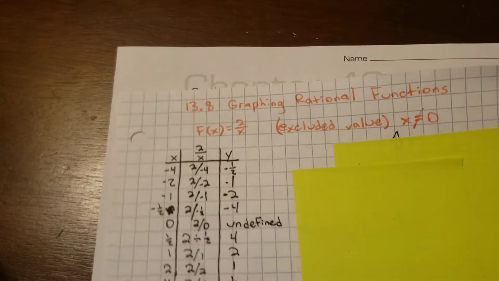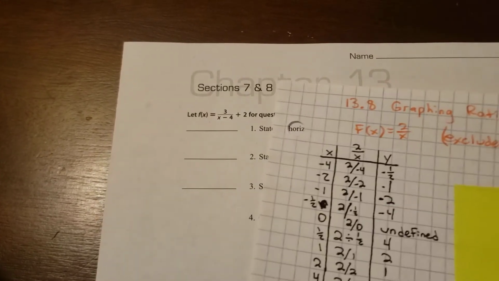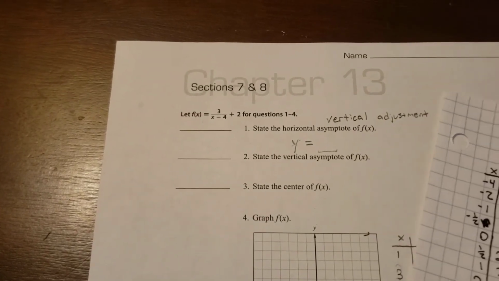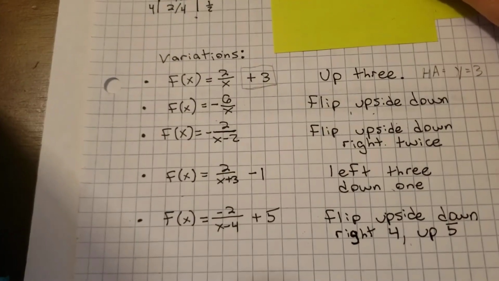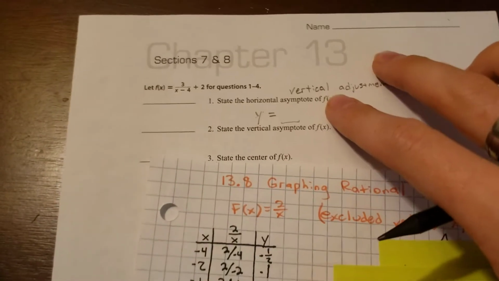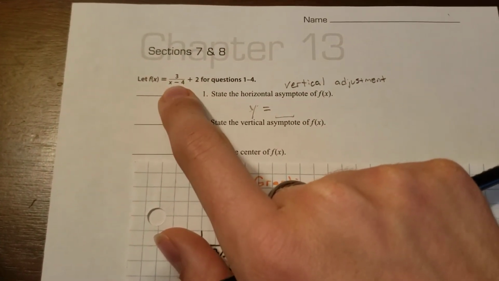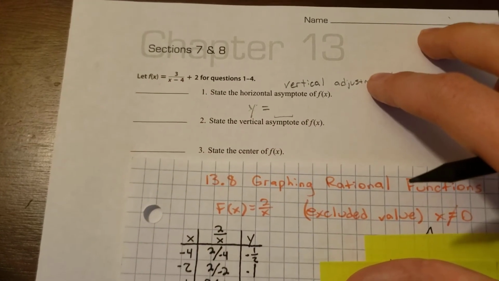And you'll notice that I do have our notes from 13.8. That's because for these first three questions, where it asks for the vertical and horizontal asymptotes and whatnot, that's based on these variations that we have down here. What's nice is it's all based on this same function, f of x equals 3 over x minus 4 plus 2. And so let's get started.